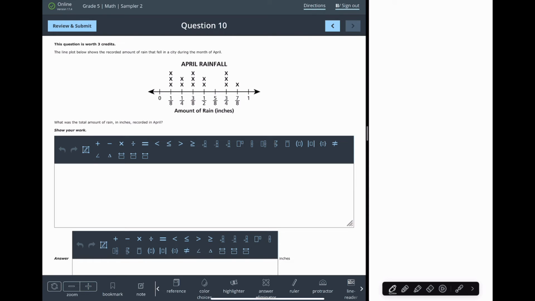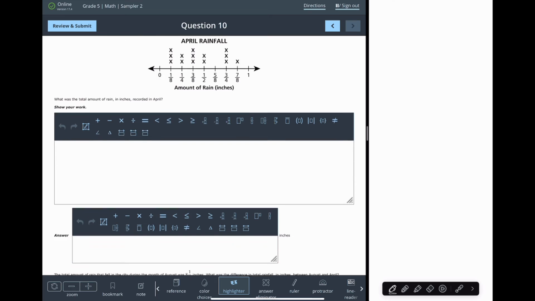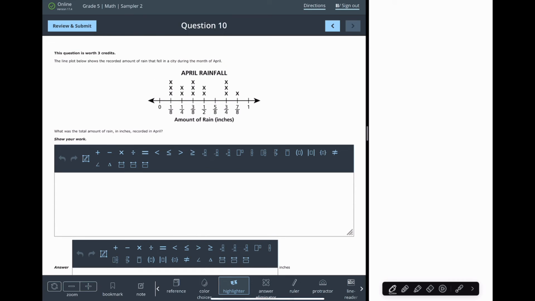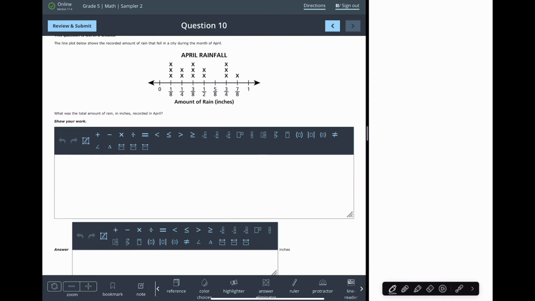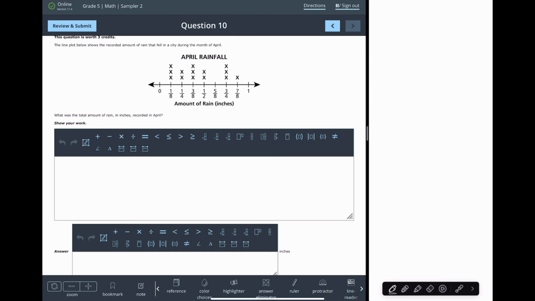So if I wanted to highlight, notice I can highlight words. But if I want my highlighter, I can't highlight this image at all. It's just moving, and that's the hard part. So I'm going to have to write on my paper, and that's okay. So let's do that. I want the total amount of rainfall. So I'm going to do this number sentence here on the side.